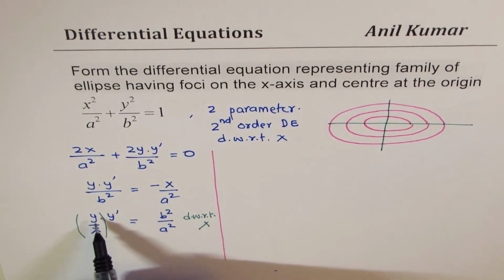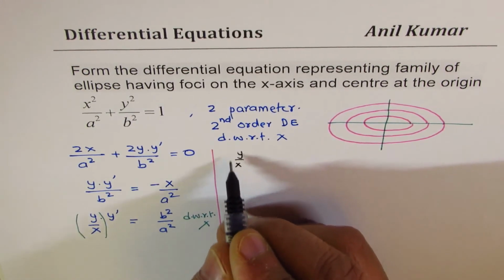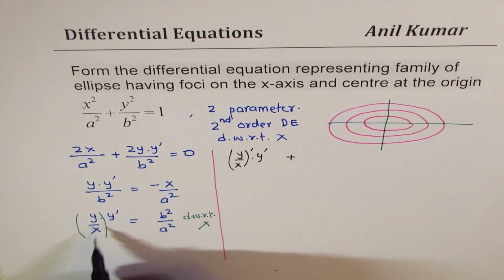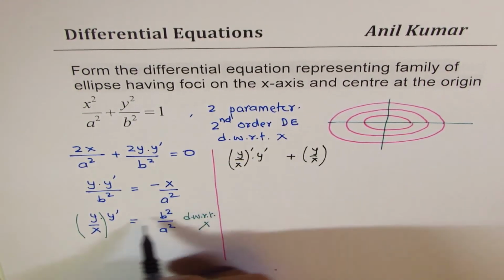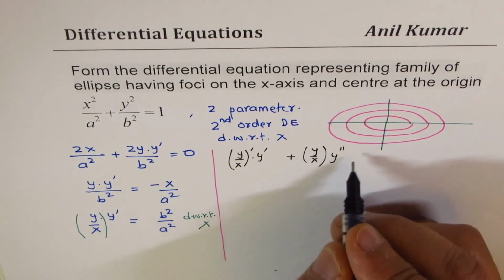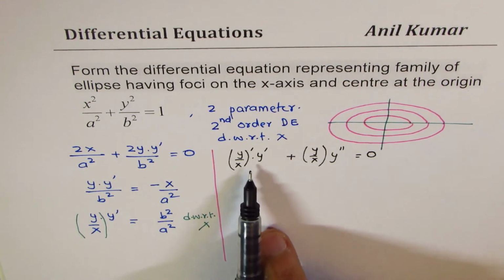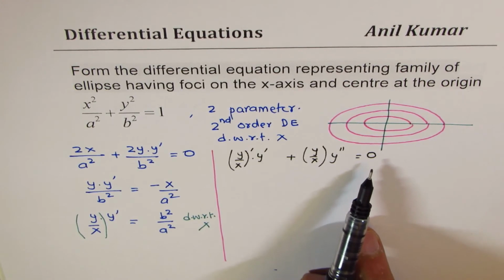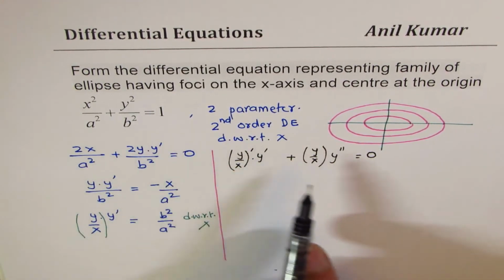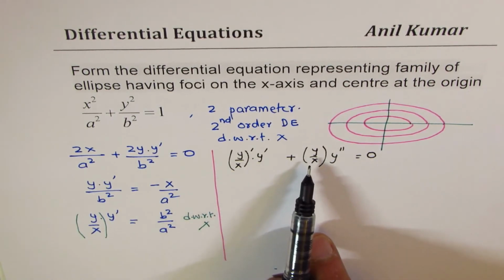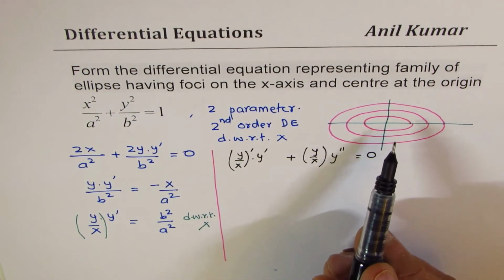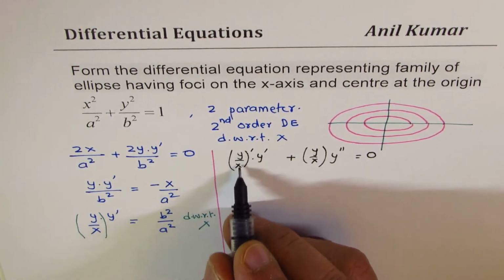So what we get here is the derivative of this term, that is y over x derivative times y prime, plus y over x times the derivative of this function, which makes it the second derivative, equals 0. So as you can see, we have already got a differential equation where both the parameters or arbitrary constants have been eliminated. So this differential equation represents all the family of ellipses which are centered at the origin. Correct? So let's find this derivative. Now we can apply the quotient rule.